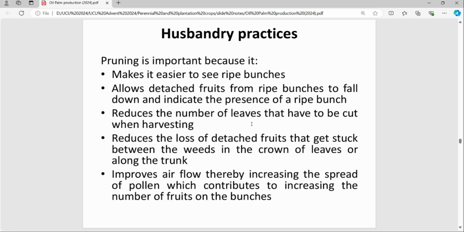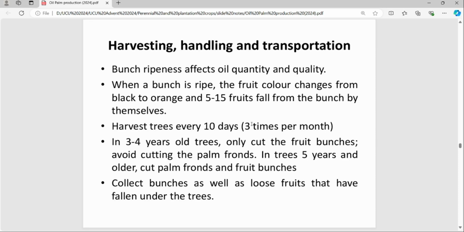Then it also reduces the loss of detached fruits that get stuck between the weeds and those that get stuck between the excess leaves on the trunk. It also improves airflow, thereby increasing the spread of pollen, which contributes to increasing the number of fruits on the branches.